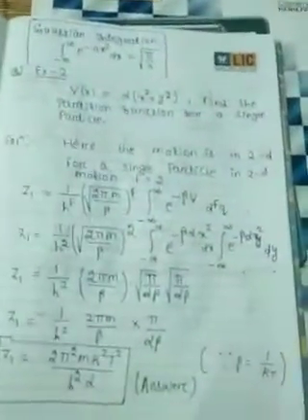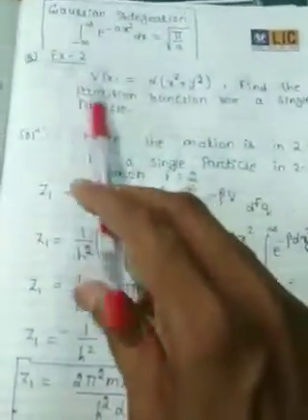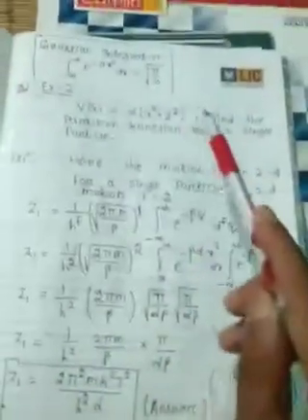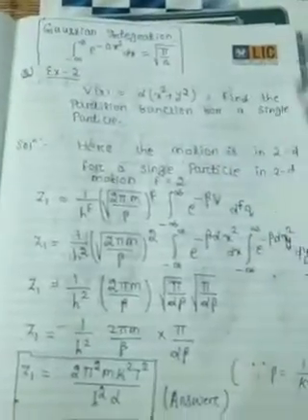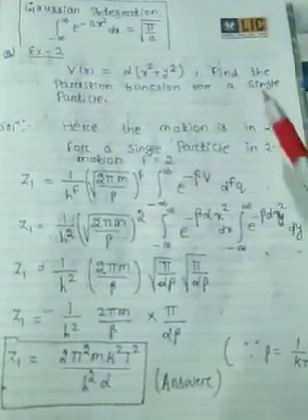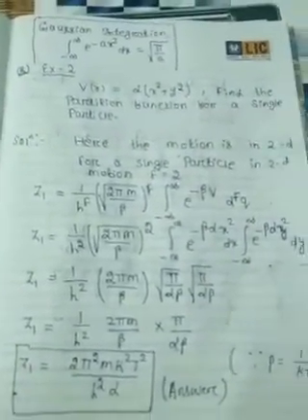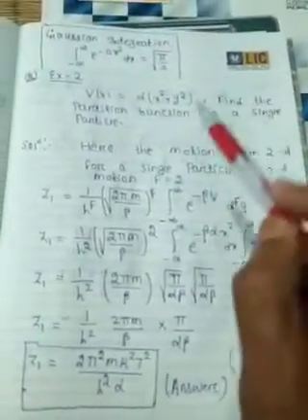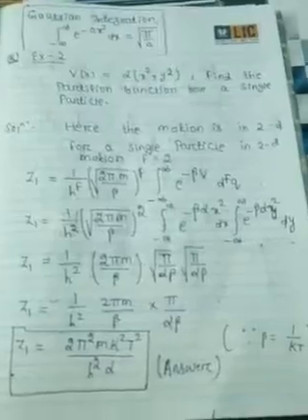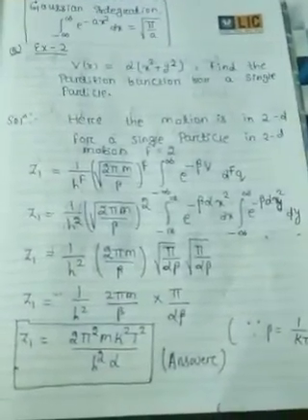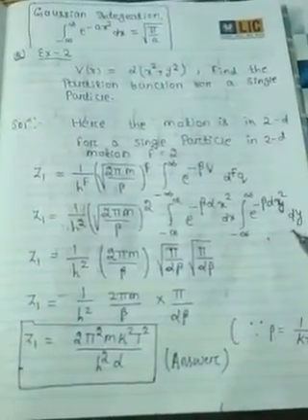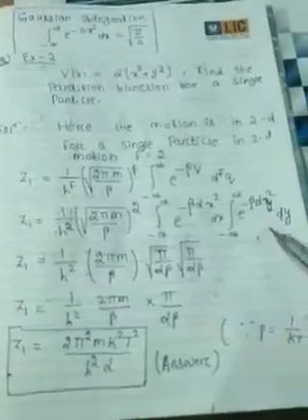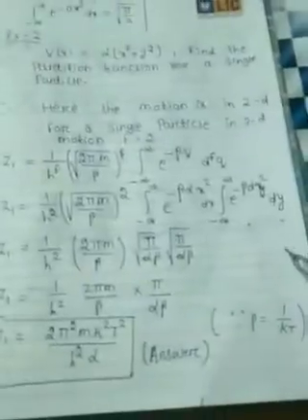Now we'll discuss the second example. This question is from CSIR NET. V(r) = α(x² + y²). Find the partition function for a single particle. Here V(r) is a function of x and y, which means the motion is in two dimensions. So the degree of freedom will be 2 for a single particle.